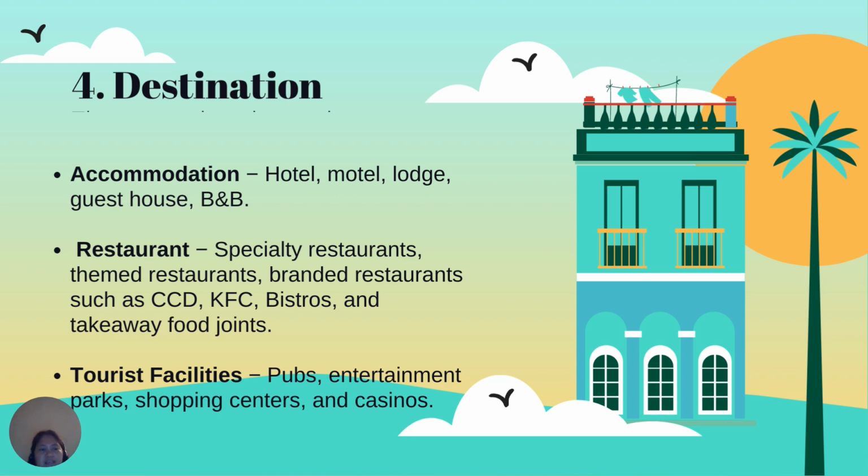There are different places for these attractions and for tourists to visit. And there are accommodations, restaurants, and tourist facilities. You're familiar with the destination, and one of the reasons for a destination is the accommodations. We have the hotel, the motel, the lodge, the guest house, the B&B, and a lot more as means of accommodation. We have also the restaurants. You're familiar with this already. We have the specialty restaurant, the fine dining, the branded restaurants, the theme restaurants, etc. And then we have tourist facilities, which include the entertainment, the pubs, the parks, the shopping centers, and even casinos are part of the destination as well.